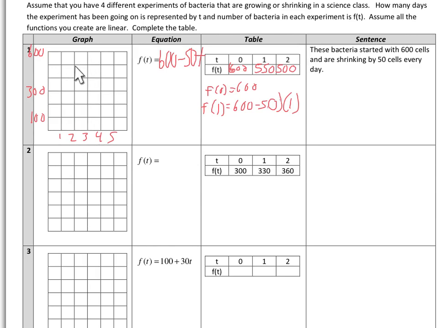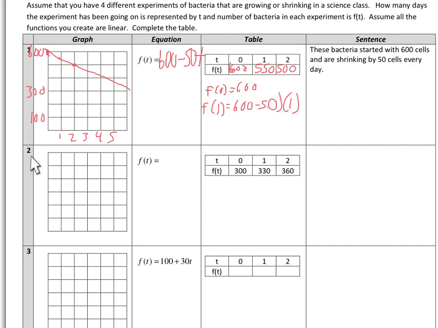Now, this is my graph. Could I just plot these 3 points? Or could I think of this and use this to plot it, depending on how your brain works best? I'm just going to use my table. I know my first value is 600. My next one at 1 is 550. And my number 2 is going to be 500. And then there it is. There would be my graph.